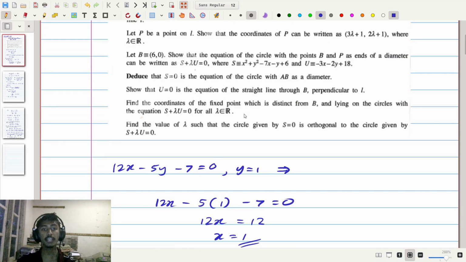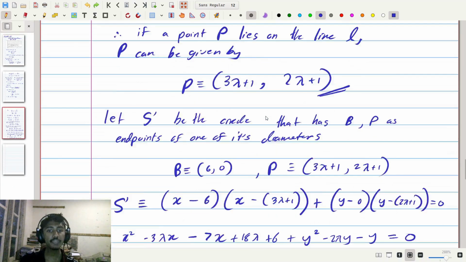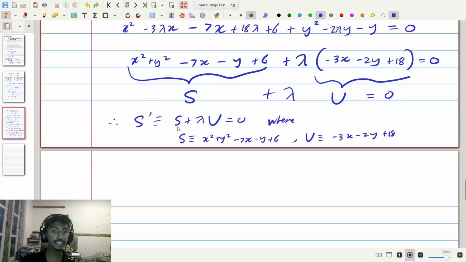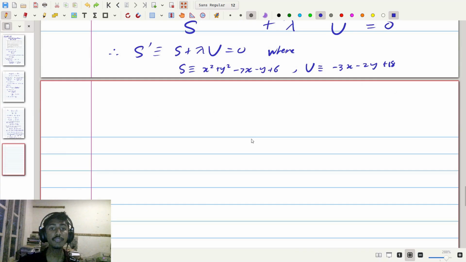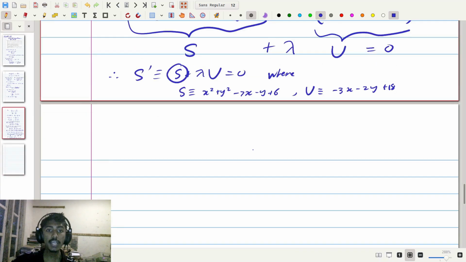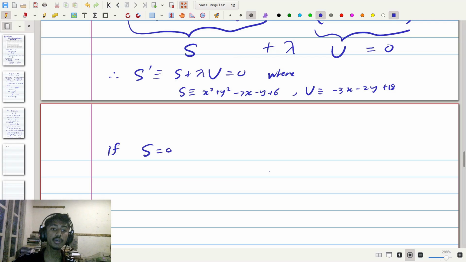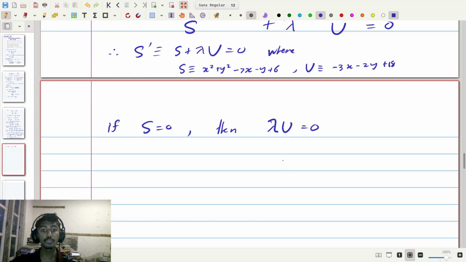Now moving on to the next line, it says deduce that S equals 0 is the equation of the circle with AB as a diameter. Now if we consider the equation that we have here, we have S dash given by S plus lambda U equals 0. Now if we have S equals 0, the only way that S, this bit, is equal to 0 is if the other part here is also equal to 0. So therefore lambda U must also be equal to 0. So we can say if S equals 0, then lambda U is also equal to 0. Now considering this, if lambda is equal to 0, we have one situation.